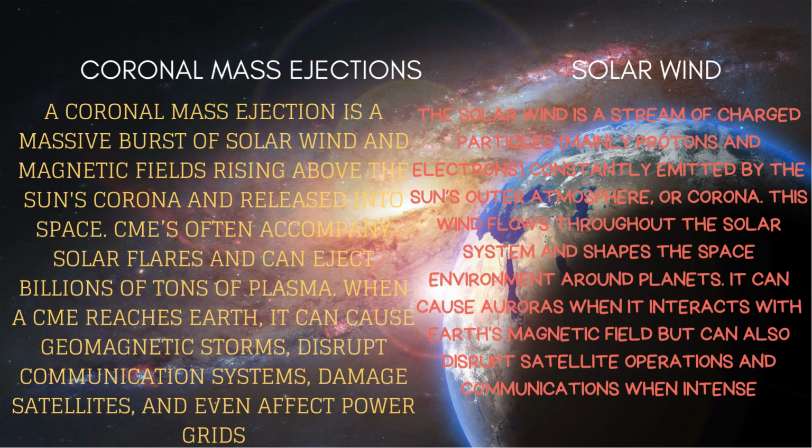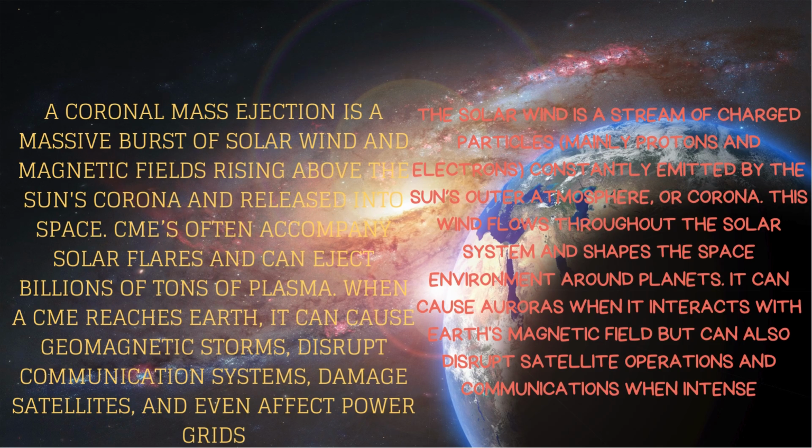Solar wind. The solar wind is a stream of charged particles, mainly protons and electrons, constantly emitted by the Sun's outer atmosphere or corona. This wind flows throughout the solar system and shapes the space environment around the planets. It can cause auroras when it interacts with Earth's magnetic field, but can also disrupt satellite operations and communication when intense.